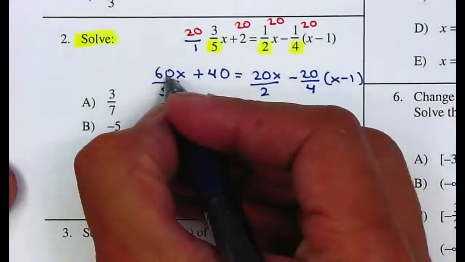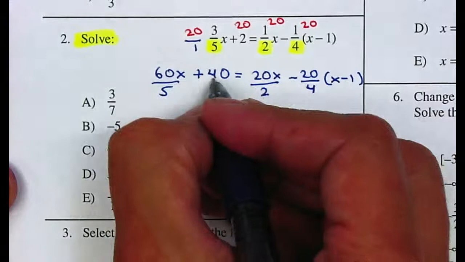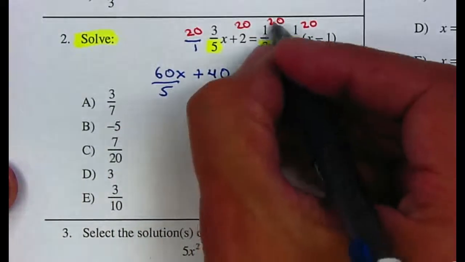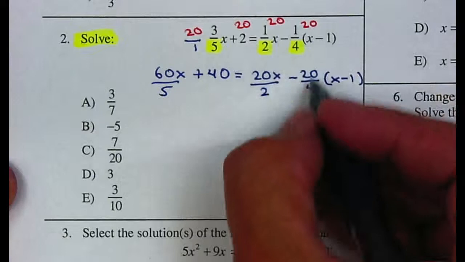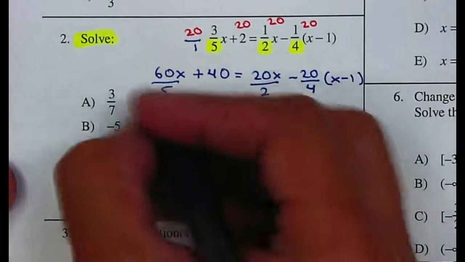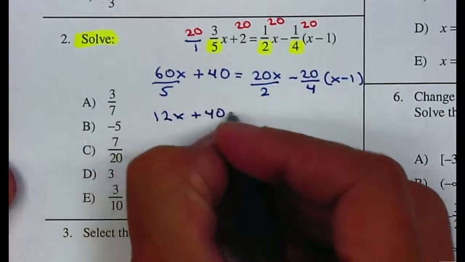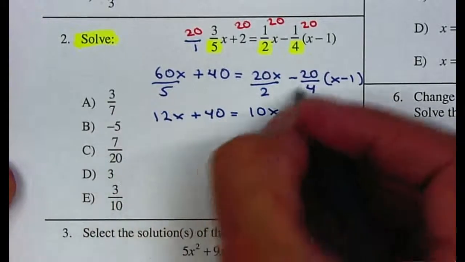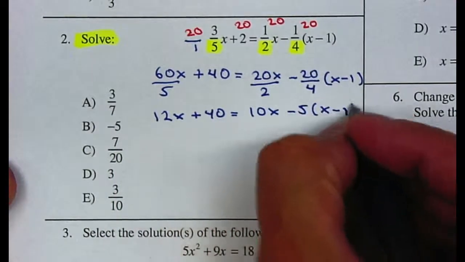20 times 3 gives me 60x. 1 times 5 is 5. 2 times 20 is 40. 20 times 1 is 20, and then the 2 comes down. 1 times 20 is 20, and the 4. And now I can reduce it, so that will give me 12x plus 40, 10x minus 5, and we have an x minus 1.